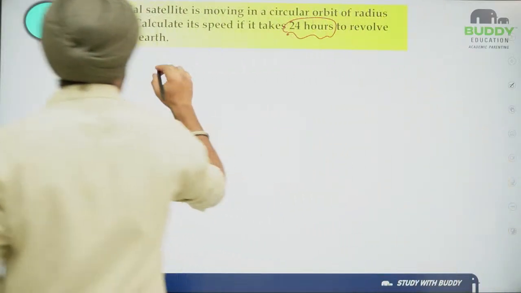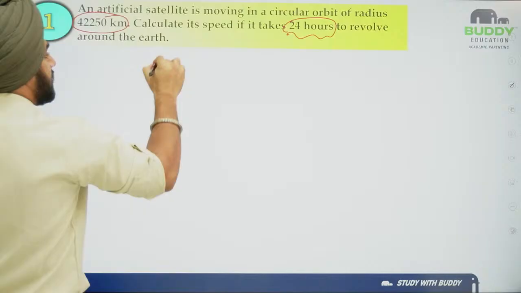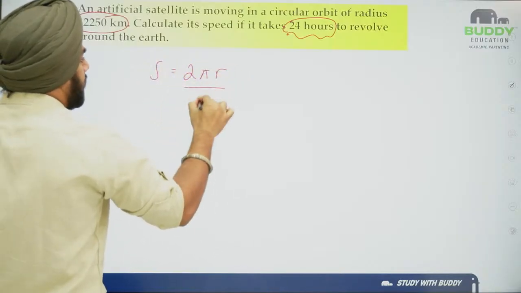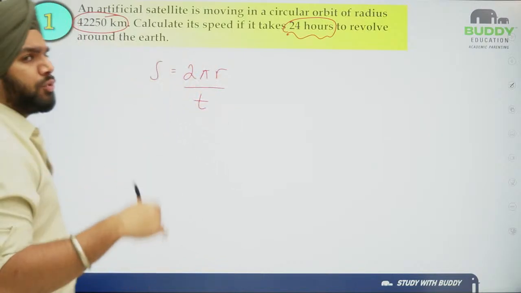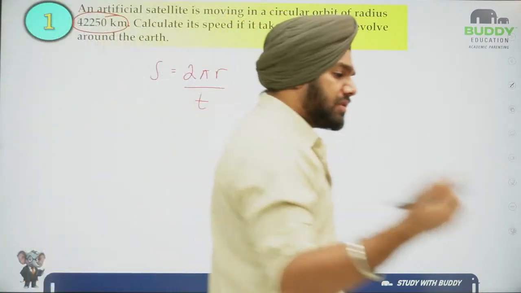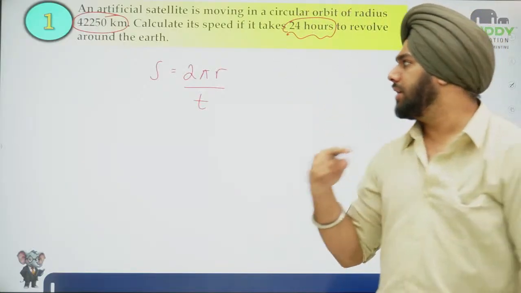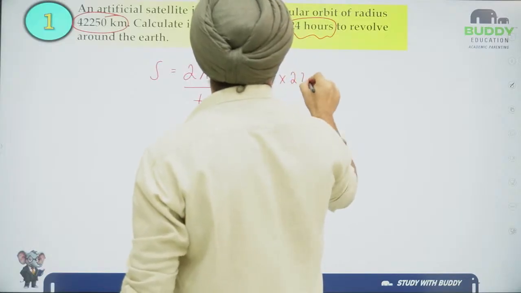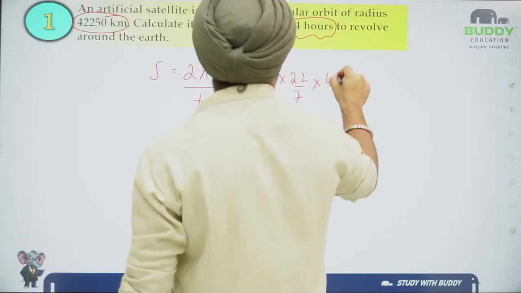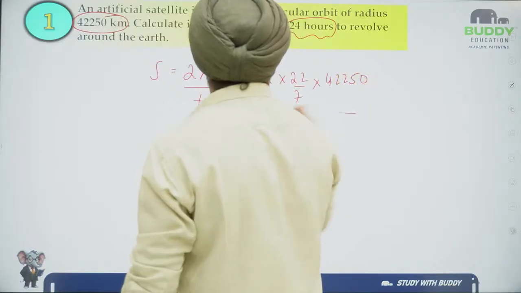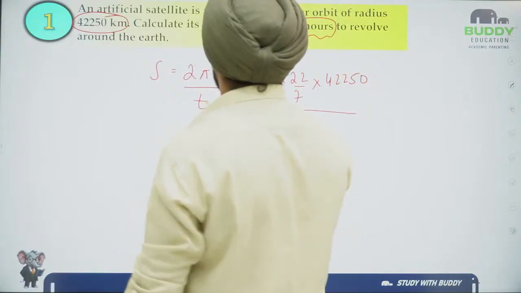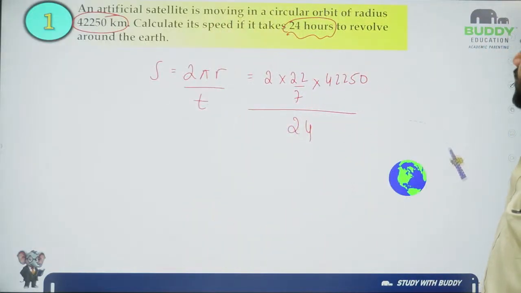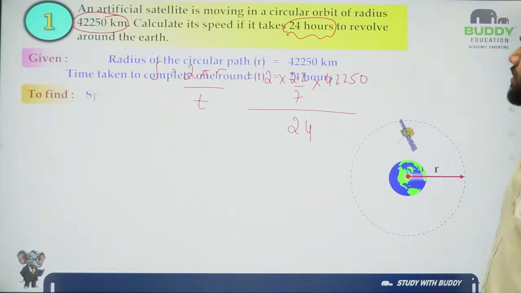Okay, so look here very carefully. Speed is equal to what? Distance upon time, because the artificial satellite is moving in a circular path, so the distance becomes the circumference of the circle, right? So we can just put the values now: 2 into 22 by 7 into 42250 divided by 24. Okay, got my point? Right? So when you solve this, you will get the values, right?